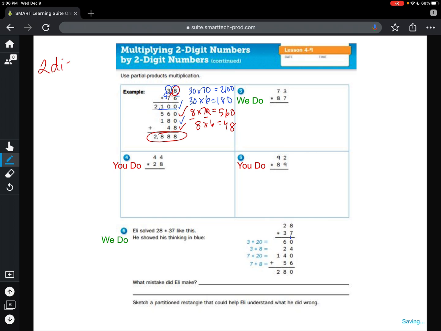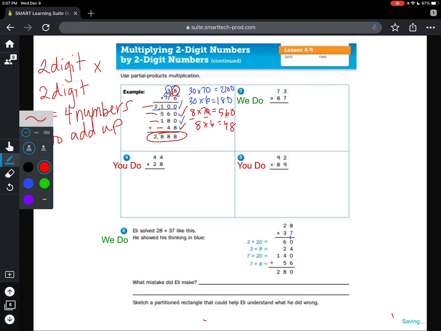When you do a 2-digit times 2-digit number, you will always have 4 numbers to add up, even if it's 0. You'll always have 4 numbers here, like how I have right here. You'll always have 4, because all 4 digits in the 2 numbers have to meet up together. So I'm going to do one more like this with you, and then you're going to do 4 and 5 on your own.